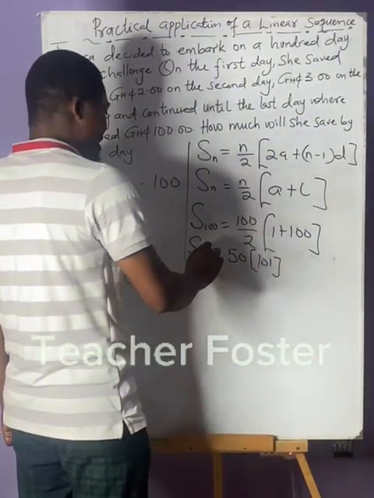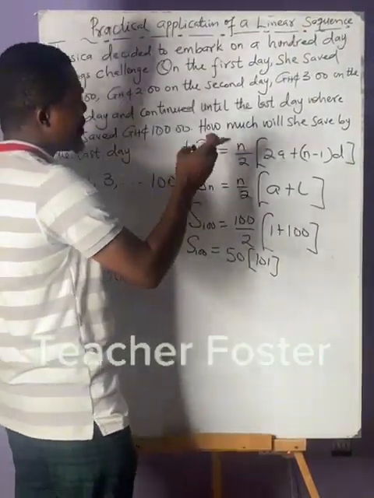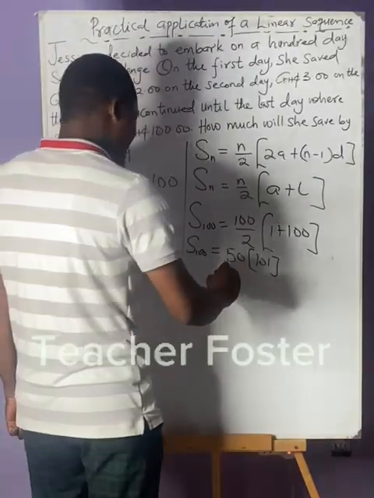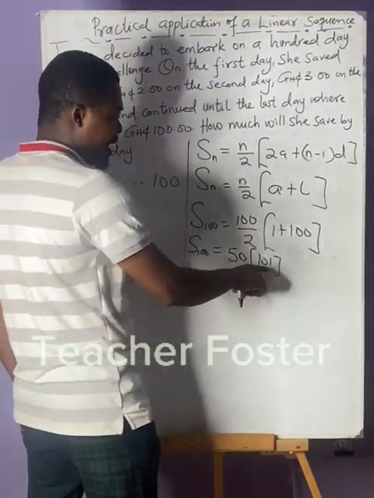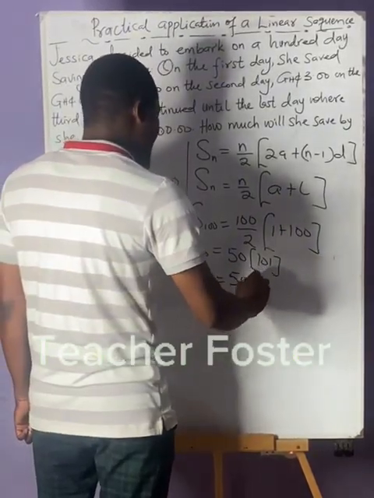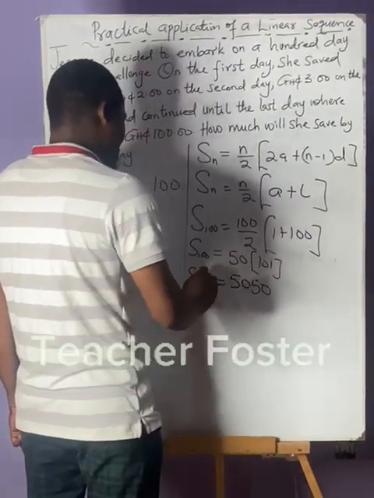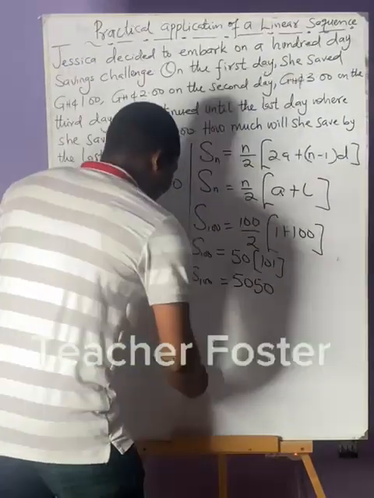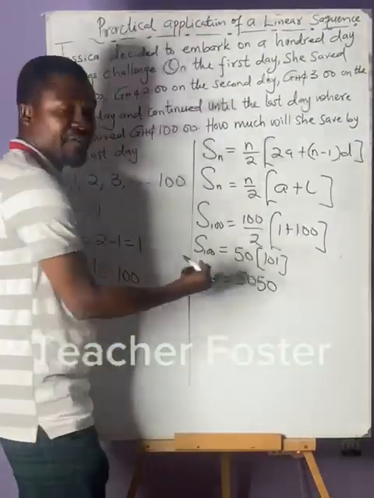So if we want to find the sum of the amount of money she will save by the 100th day, then that means that we have to multiply 50 by 101. When I multiply 50 by 101, that will give me 5,050. So at the end of the 100th day, she will save 5,050.